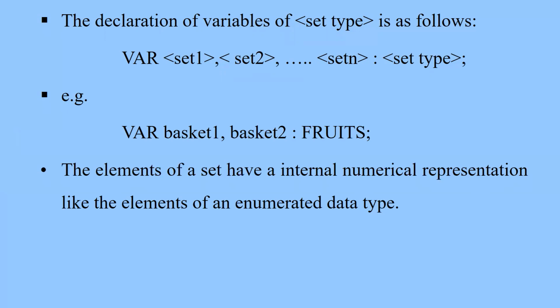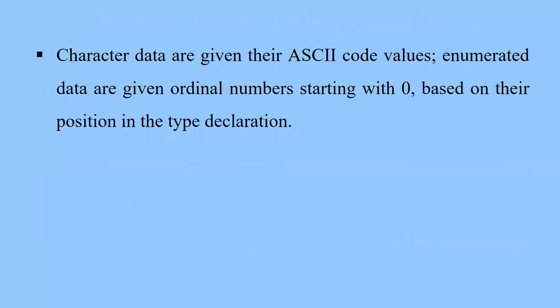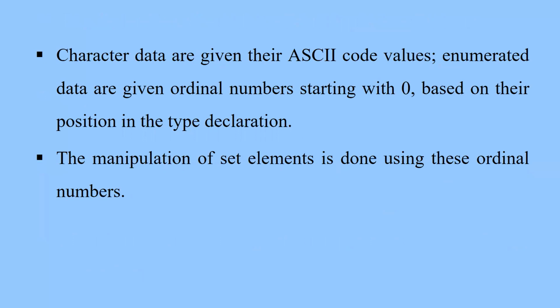The elements of a set have an internal numerical representation like the elements of an enumerated data type. The elements of an integer set are represented by the integers themselves. Character data are given their ASCII code values. Enumerated data are given ordinal numbers starting with 0 based on their position in the type declaration. The manipulation of set elements is done using these ordinal numbers.